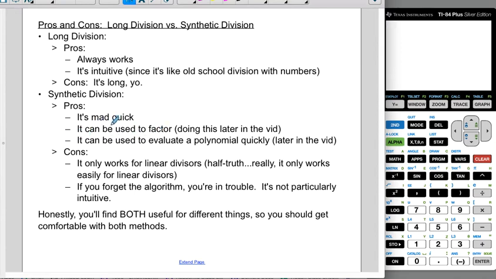Again, that's a half-truth. It really does work for nonlinear divisors. It's just disgusting. And if you forget the algorithm, you're in trouble. It's not particularly intuitive. You're not going to be able to logic your way backwards to figure this out. So honestly, both of them have different uses for different things, and it's worth getting comfortable with both, but I just wanted to put up there that each of them is useful in its own way.